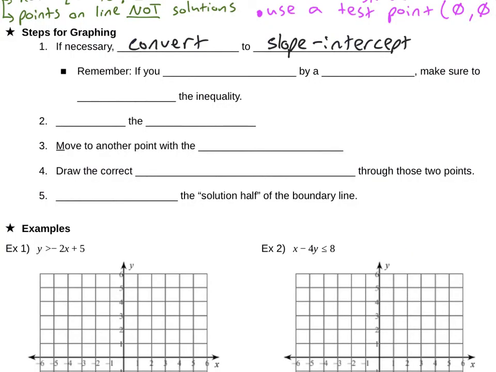All right, for steps for graphing, these are a review from our graphing slope-intercept form from a few weeks ago. Make these graphable by converting to slope-intercept. Get the y by itself. Okay, maybe that will help. Remember, get y by itself.